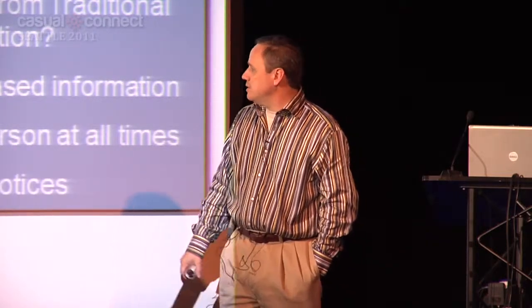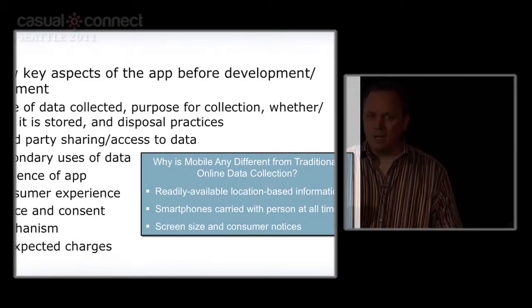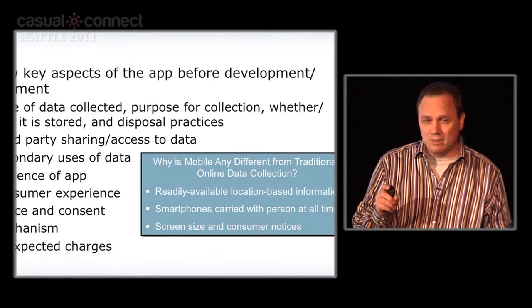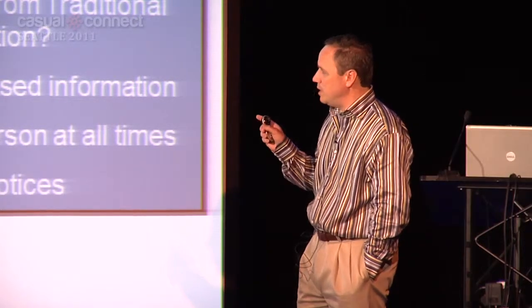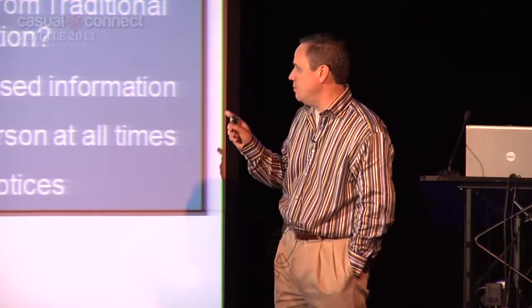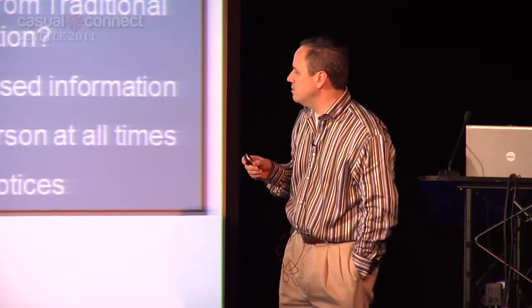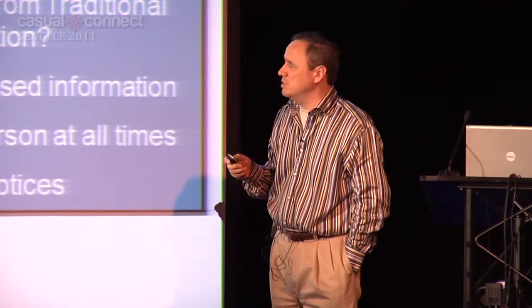In the due diligence part of this, I want to start with the blue box here to emphasize: on mobile, these are general concepts and general concerns, but in mobile they're heightened for a couple of different reasons. Obviously, location-based information is on the phone and becomes available, so you've got to be careful with that, and I'll talk about location again in a minute. But your phone is with you at all times, so it has a real permanence and presence to it, and the screen size presents some real challenges in getting your consumer notices out there.